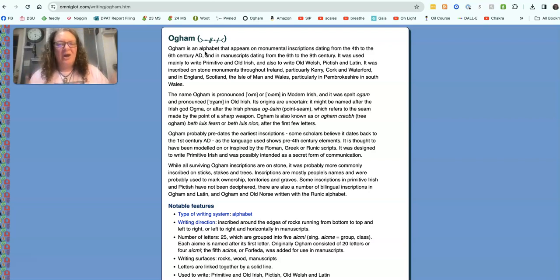500 years. Ogham, and I'm going to link everything that I talk about. Everything is going to be linked below with some additional resources that will connect you to actual experts in Ogham so you can learn more if you want to go down that rabbit hole.